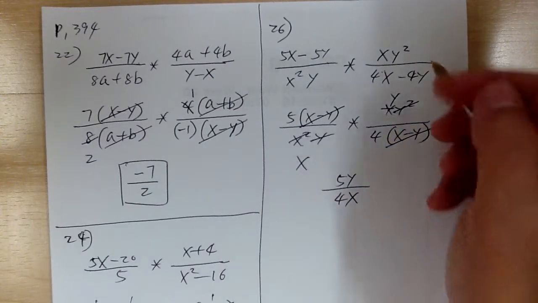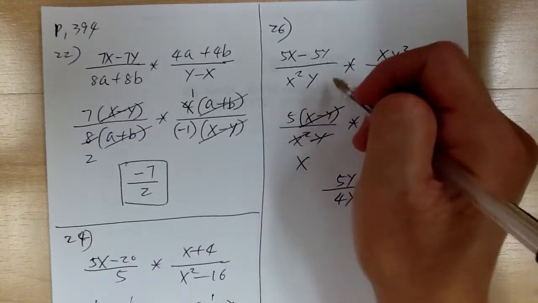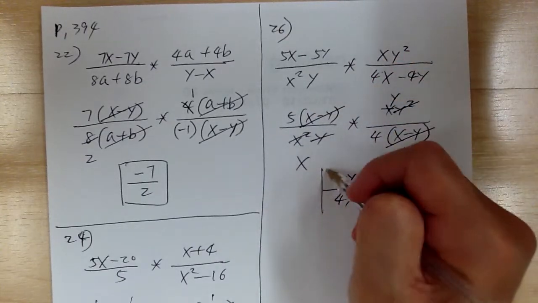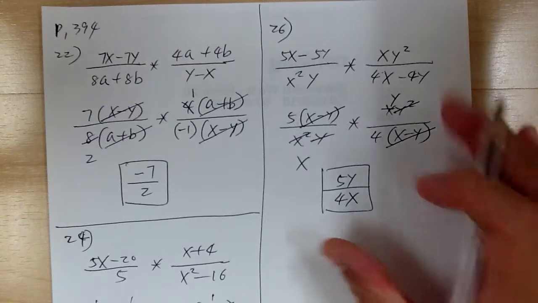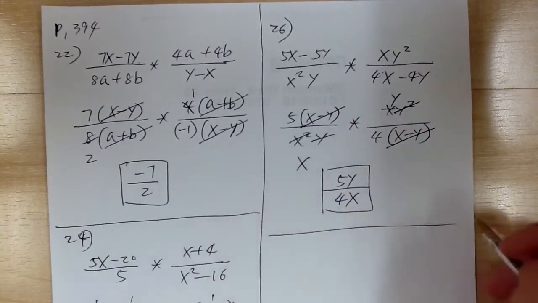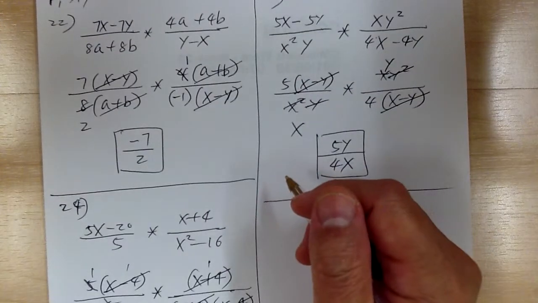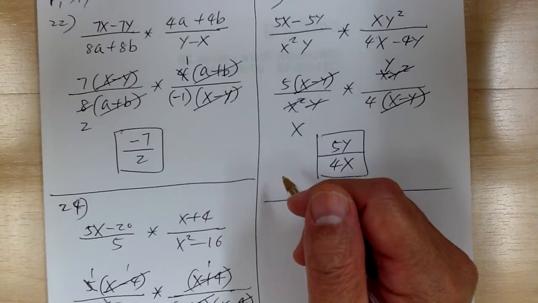Again, make sure you leave enough space so you have room to see what is left over, and so you can see it clearly, so it does not get all bunched up and hard to see. Okay, let's go to 28.